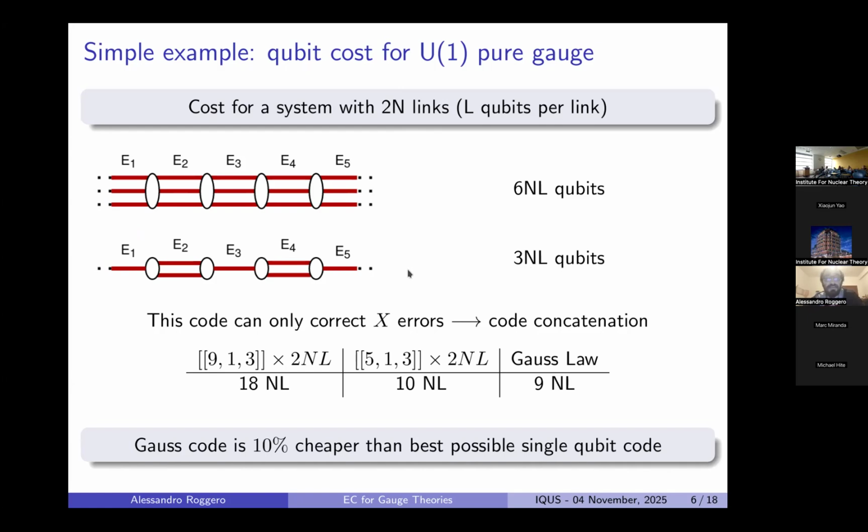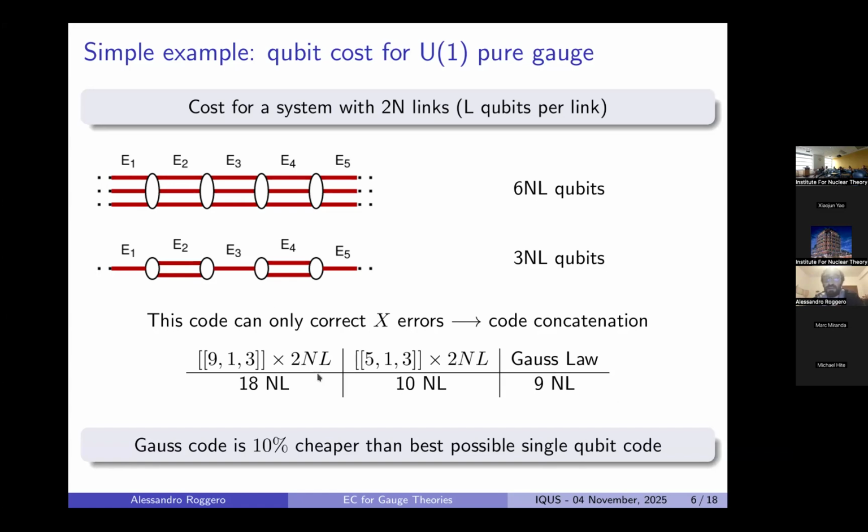Now, something that I went through very quickly is that this code is really only a classical code. It only fixes X errors, for instance. If you want to turn it into a true error correcting code, you need to concatenate every one of these qubits into a code that fixes phase flips. You can think of doing exactly the same thing, but just in the other basis.